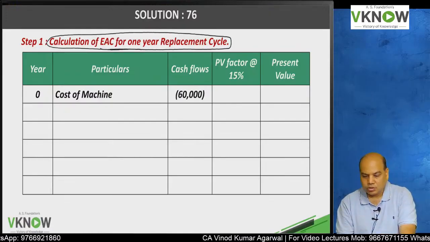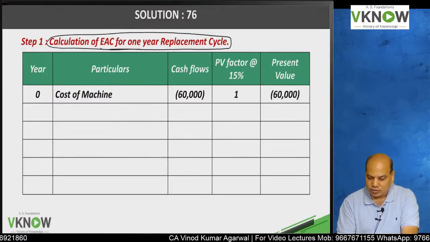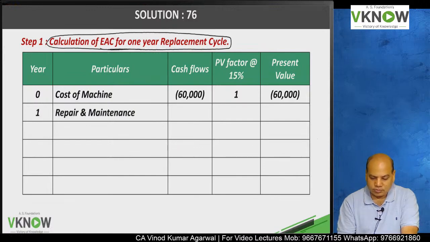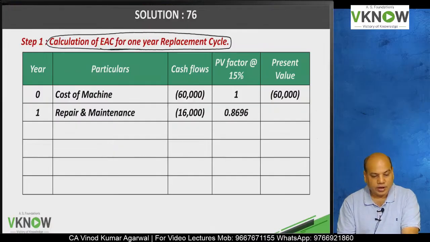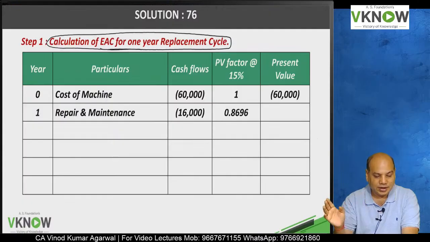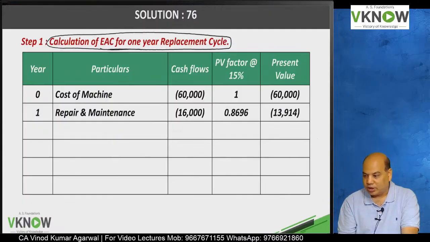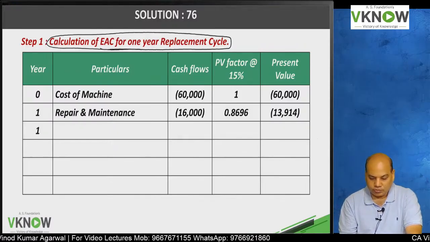In year 0, cost of the machine. In year 0, you have to buy the machine, 60,000, and in year 1, you will incur repairs and maintenance. Repair is 0, maintenance is 16,000. So 16,000 you will incur. Present value factor is given in the problem. Please use the same factor, 0.8696. So you get 13,914.